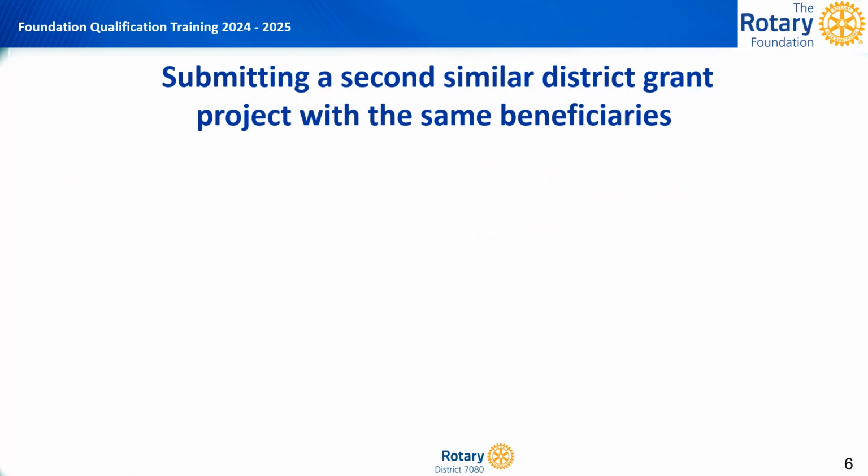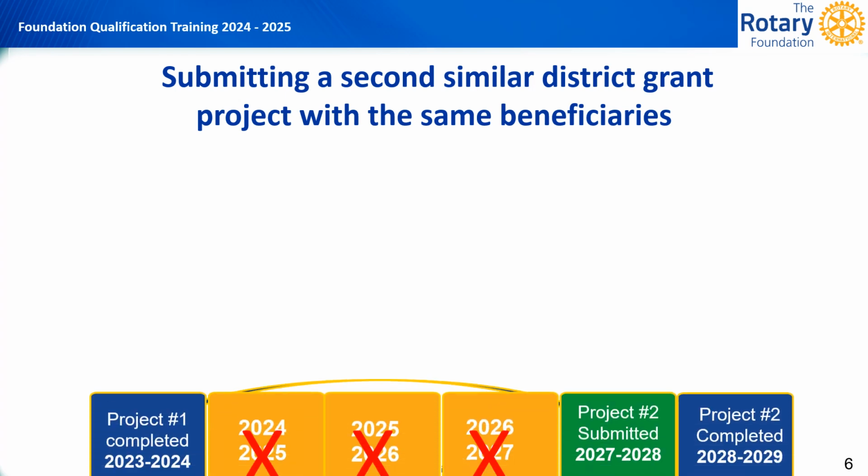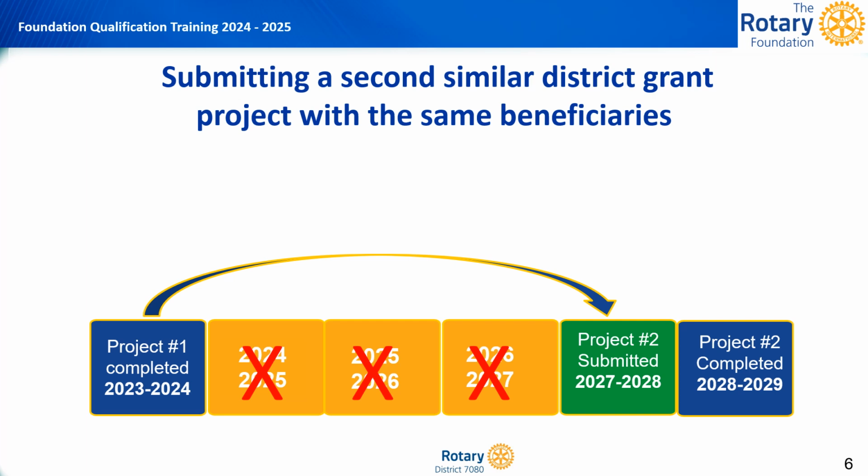However, after careful consideration, the Foundation Committee reviewed this policy, and effective February 2023, clubs may repeat a similar previous district grant project that has the same beneficiary, provided that there are 3 complete Rotary years between the time that the initial project was completed and the Rotary year that the new application is submitted.